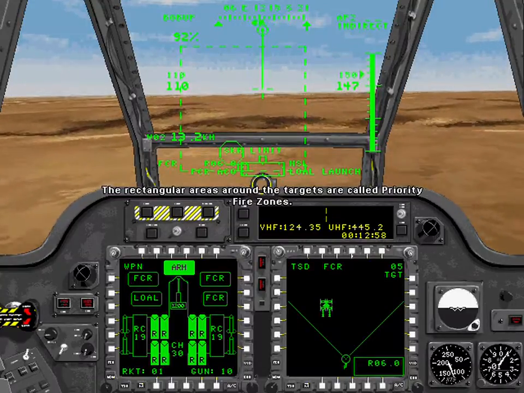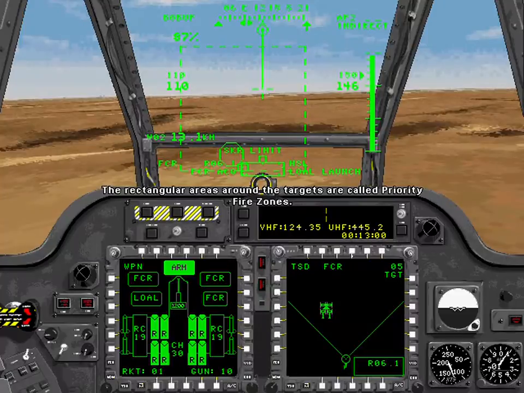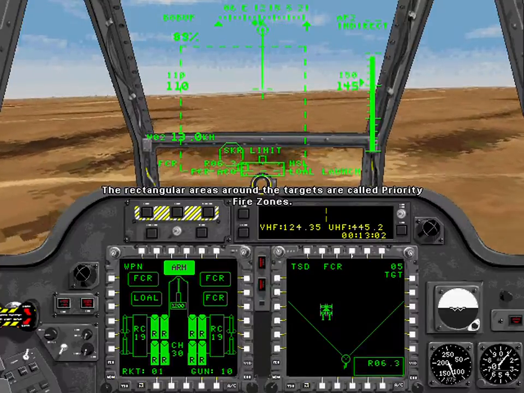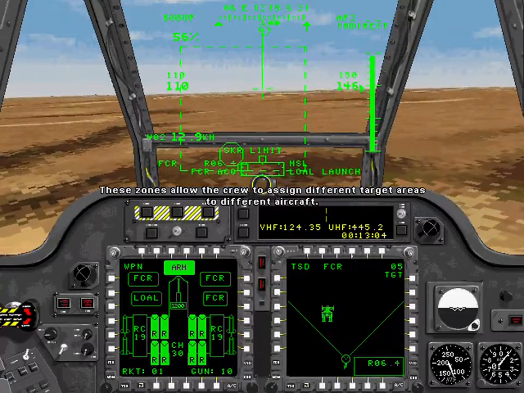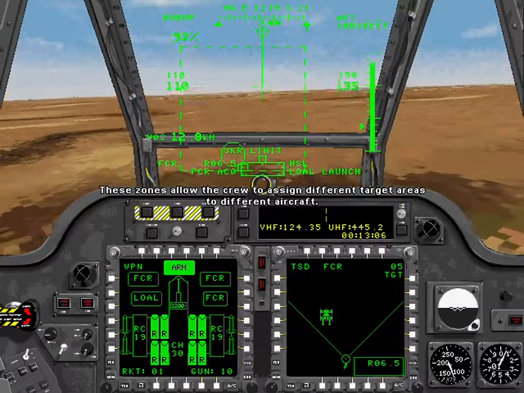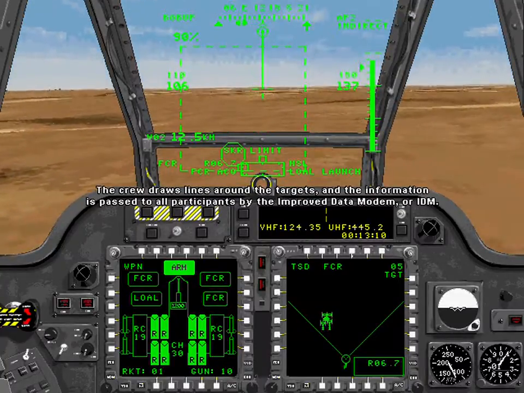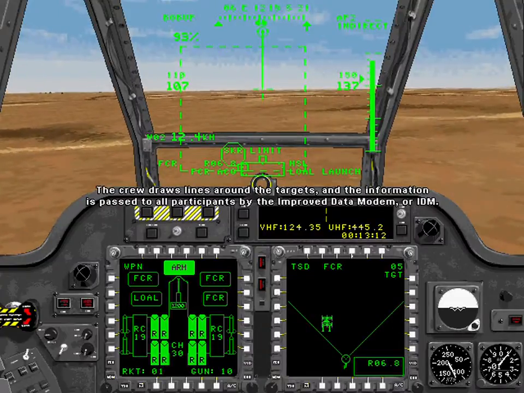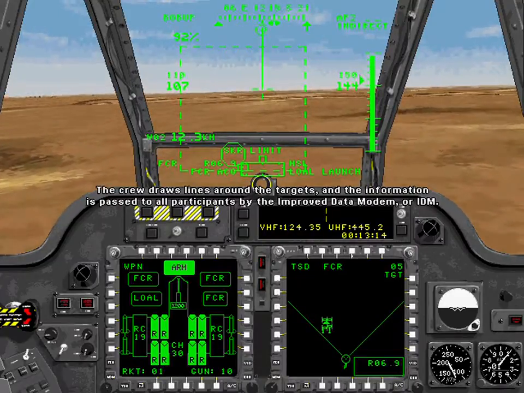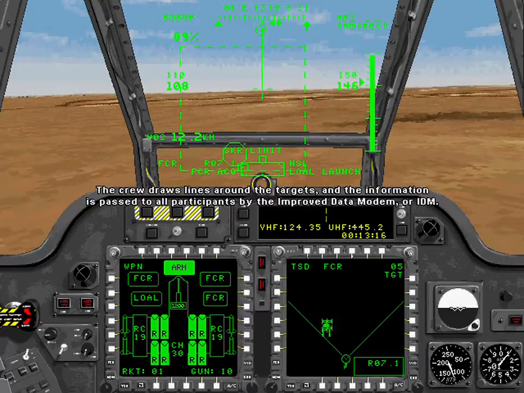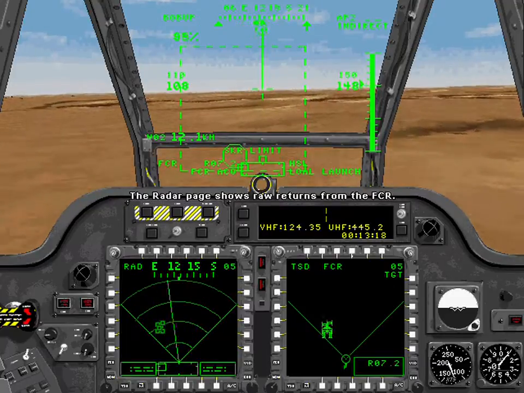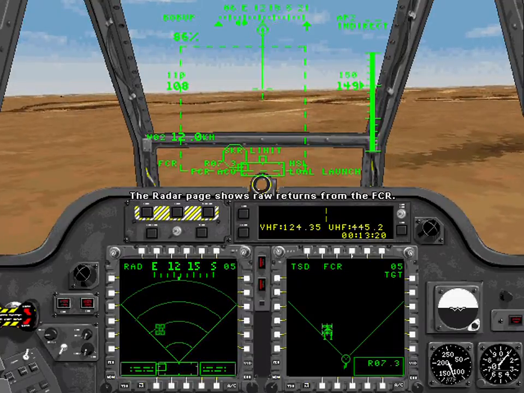The rectangular areas around the targets are called priority fire zones. These zones allow the crew to assign different target areas to different aircraft. The crew draws lines around the targets, and the information is passed to all participants by the Improved Data Modem, or IDM. The radar page shows raw returns from the FCR.